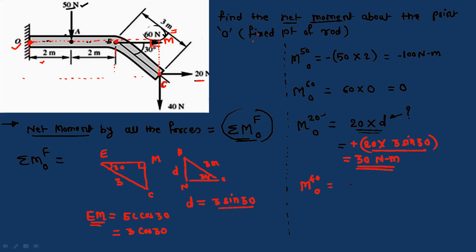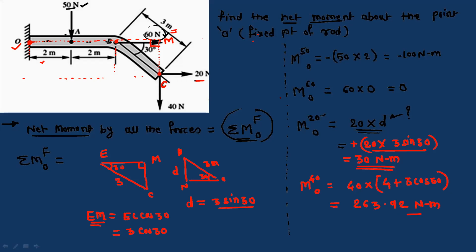So I can write the moment. Force is 40 into the perpendicular distance. It is equal to 4 plus 3 cos 30. So this is the total perpendicular distance. Okay. So you can find out this total answer. So the moment value is equal to 263.92 Newton meter.